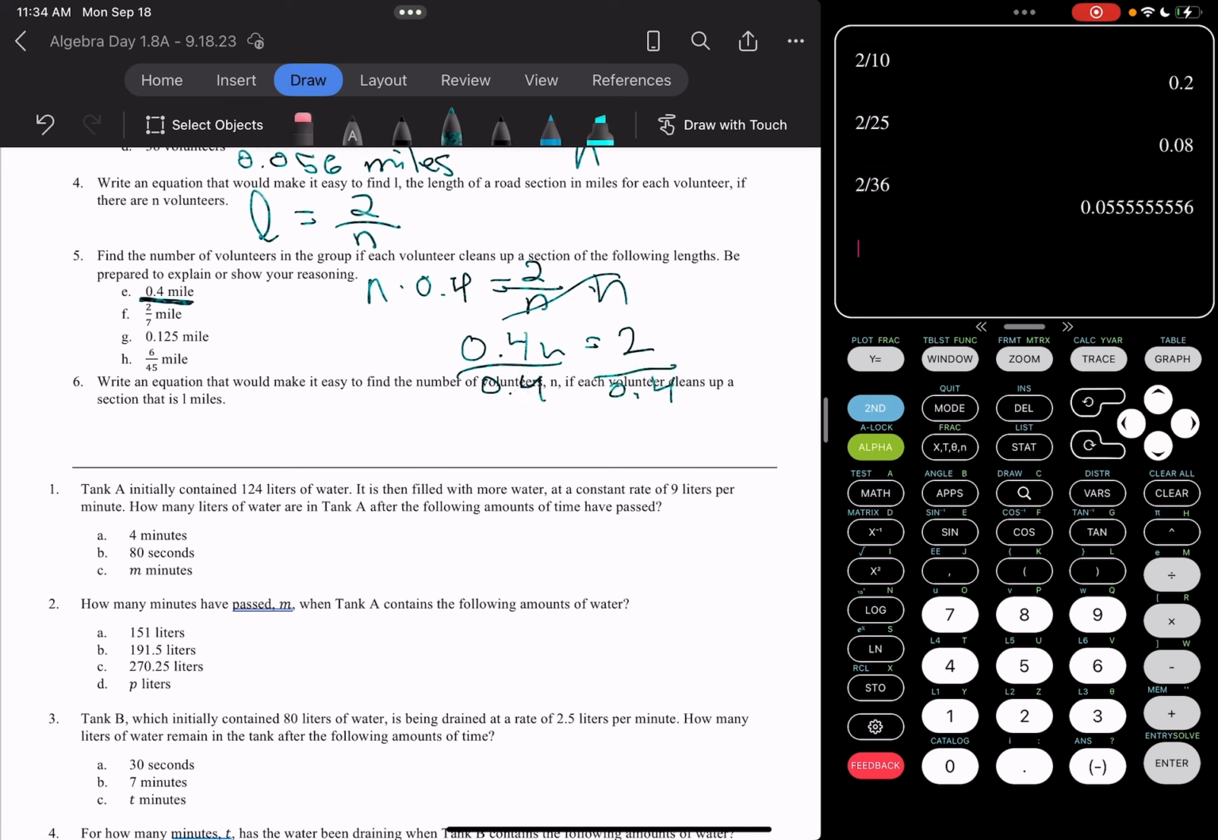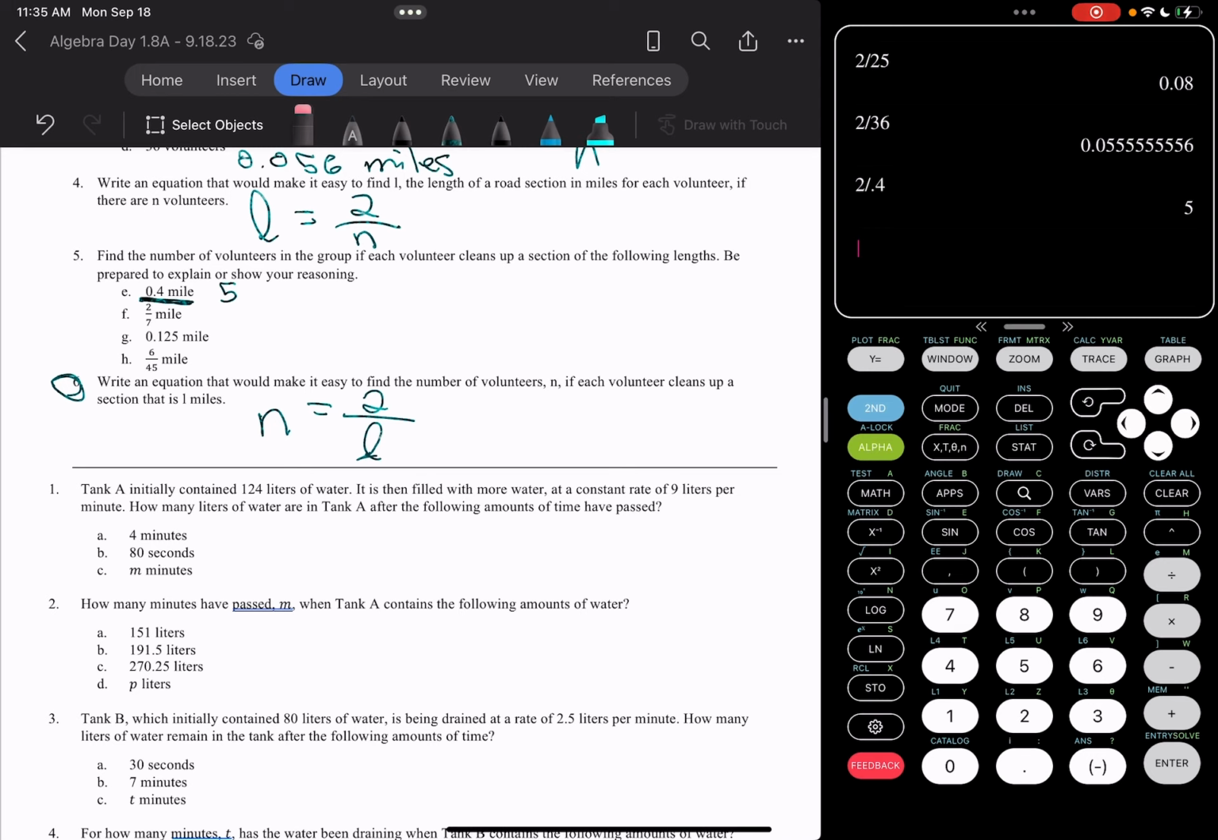So N, then it's asking you to find this here. N equals 2 divided by the length, or 2 divided by, in our first case, 0.4. So that makes it easy to solve for each of these above. So 2 divided by 0.4 is going to be 5. That means they had 5 volunteers.